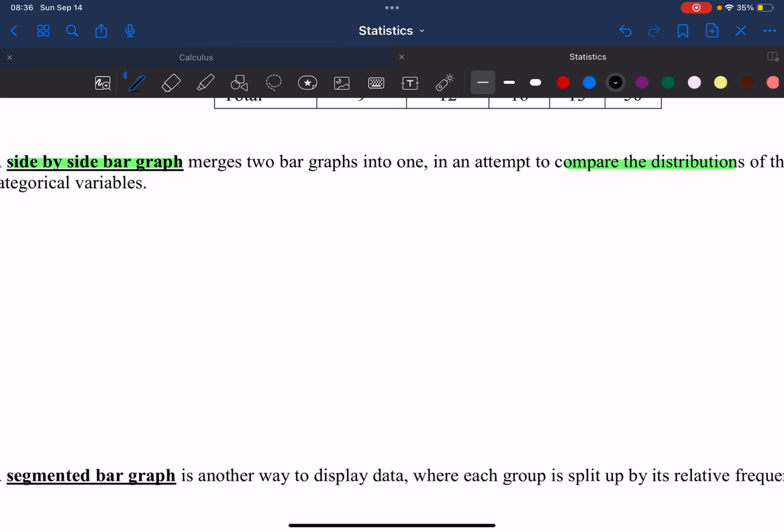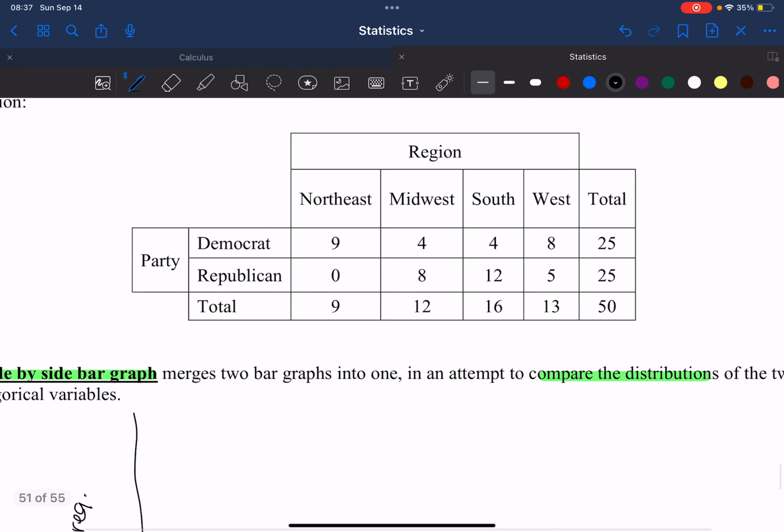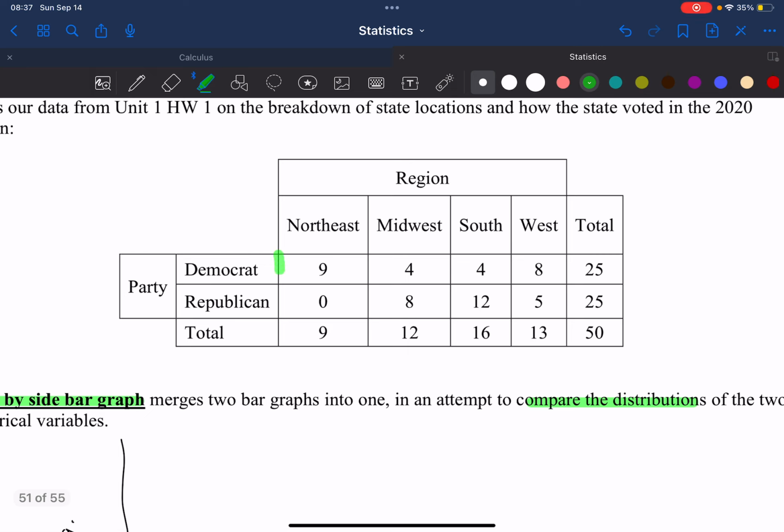So what I'm going to do first is draw my graph. I'm going to make sure I label each of my sides. This is going to be my regions, and this is going to be my frequency, so how often it occurs. And then I had 4 variables: Northeast, Midwest, South, and West.